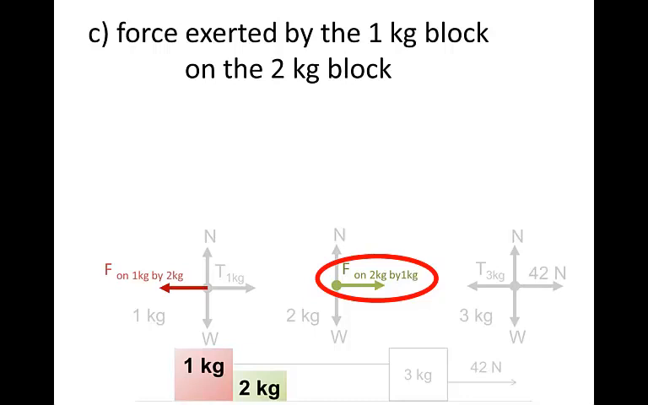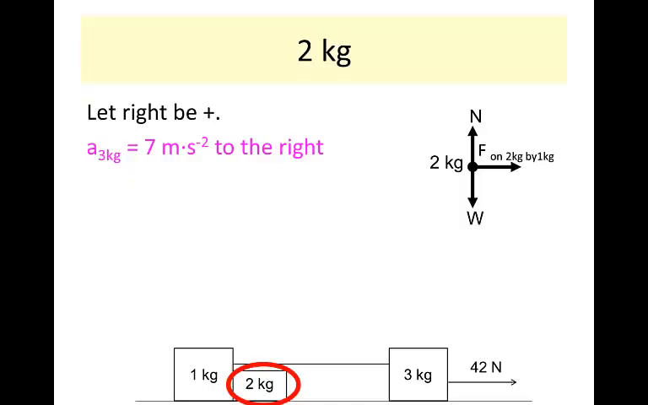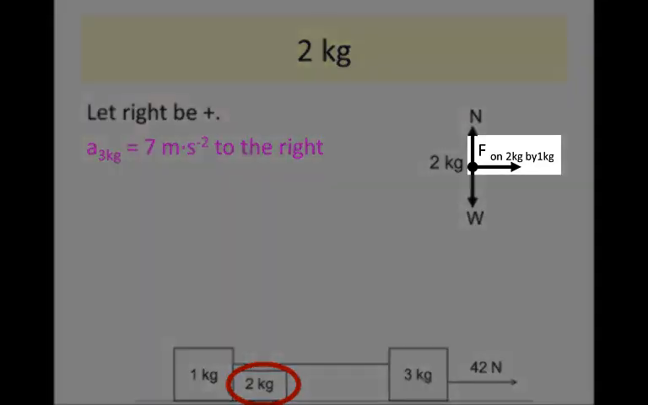Horizontally, there's only one force acting on it, and that is the force that we're asked to find out about. Vertically, it's in equilibrium, so the net force acting on this body is the force on the 2 kilogram by the 1 kilogram. In other words, what we're trying to find out. And this net force will cause acceleration. We know that this body accelerates, the whole system accelerates, and the whole system accelerates together. That's 7 meters per second squared to the right. And it's this force, F on 2 kilogram by 1 kilogram, that is causing this acceleration.